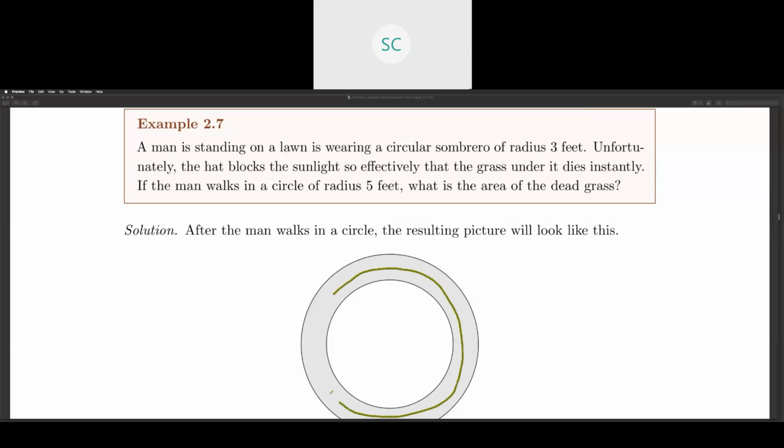Just to clarify, he's walking along a circle of radius 5, but everything within a 3 feet radius of him is where the grass is being killed. And this diagram is definitely not to scale, so that shouldn't affect the answer.